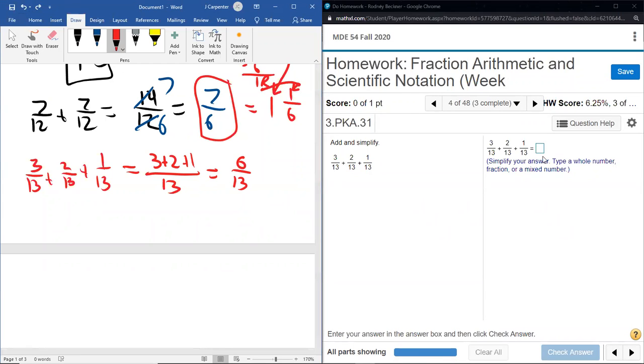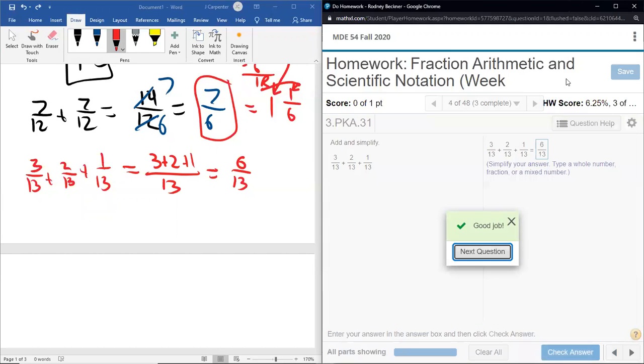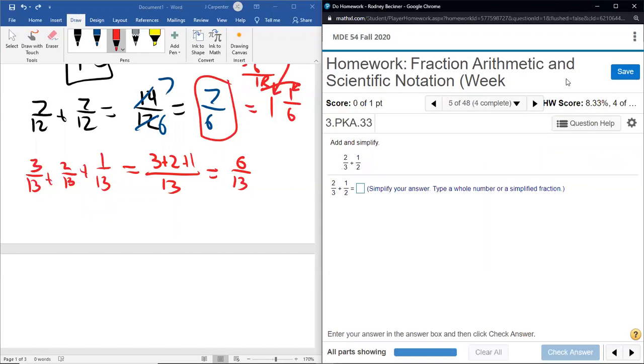I don't think 6/13 reduces. Now this time, see, this time they actually do say type a whole number, fraction, or mixed number, so I would have expected anything to work in that case, but not last time. But that's all right. Technology can always surprise us, like before class today. Har, har, har. And we got that right if you didn't see.